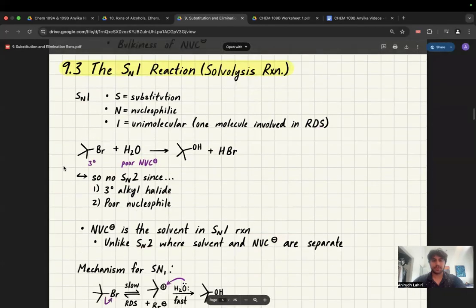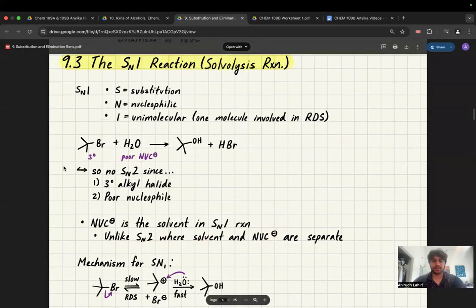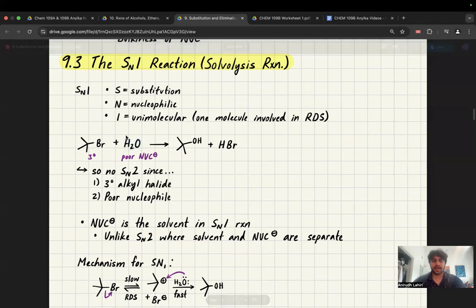All right, SN1 reaction, the solvolysis reaction. So this is just called the solvolysis reaction because the solvent is the thing that's acting as a nucleophile, right?